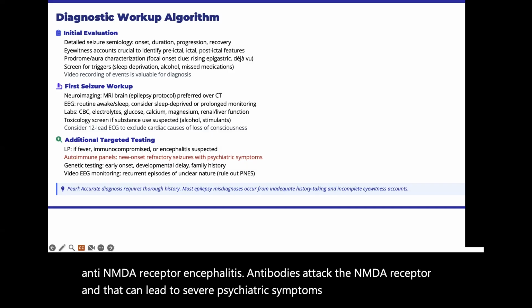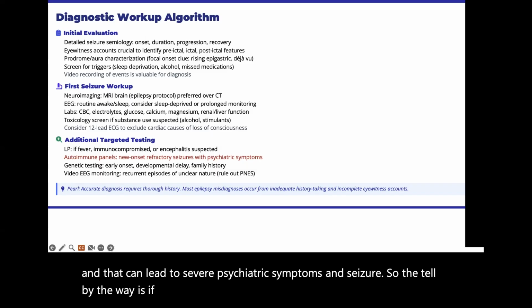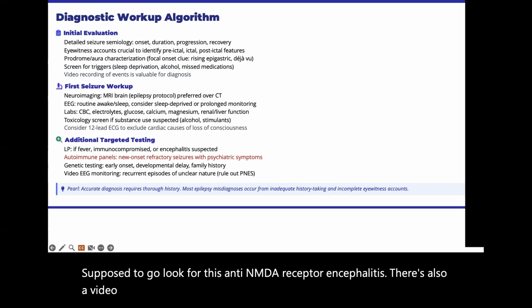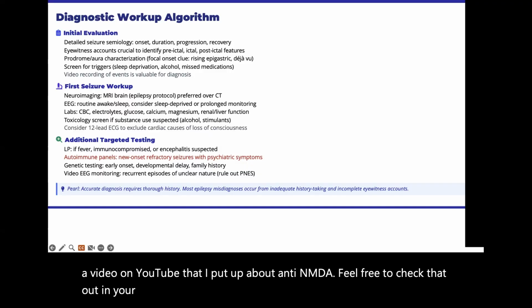So the tell, by the way, is if they're having psychiatric symptoms between the seizures, you're supposed to go look for this anti-NMDA receptor encephalitis. There's also a video on YouTube that I put up about anti-NMDA. Feel free to check that out in your downtime because you love patho so much.